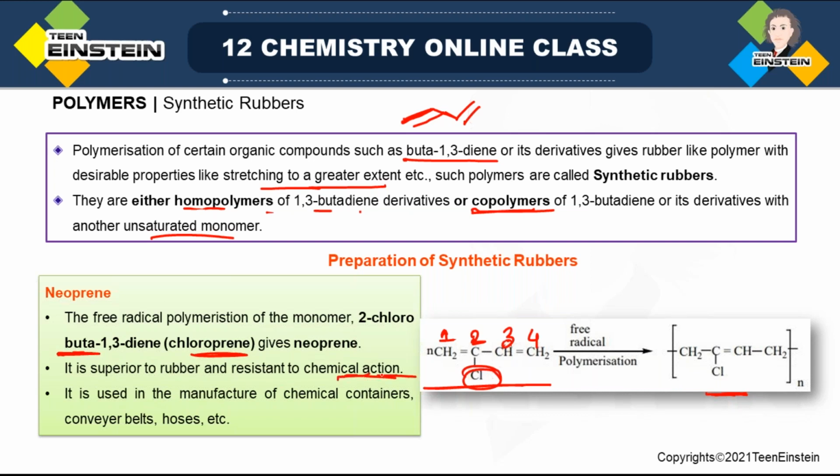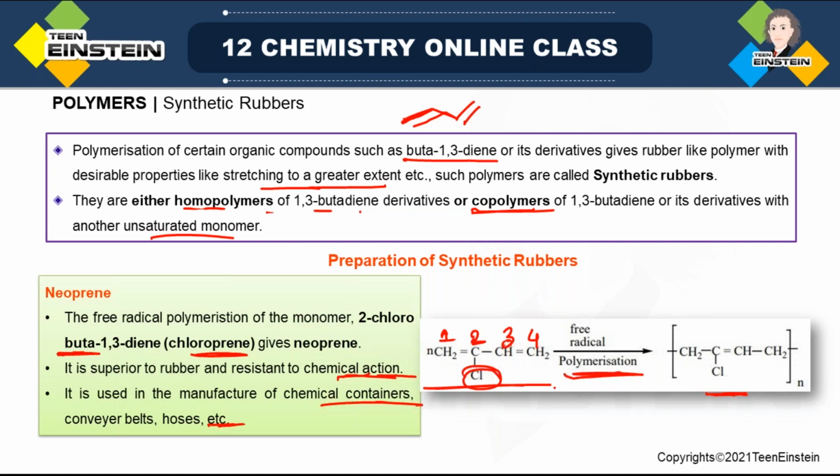That is, compared to natural rubber, it has some better properties. It is used in the manufacture of chemical containers, so you can keep chemicals in any container made of this. Conveyor belts, hoses, that is hose pipes, etc. And here, as it is homopolymerization, because you have taken only one monomer, which is 2-chloro-buta-1,3-diene, it is an example of homopolymerization.